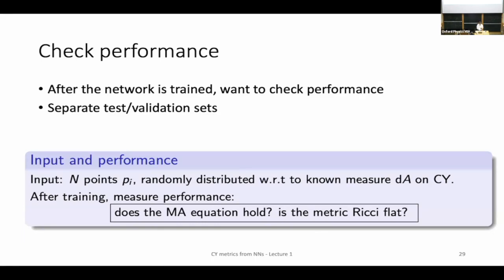So our inputs then are that we train it with these points on the Calabi-Yau, and we want to measure the performance. The performance in our case is this Ricci-flat metric. So we want to check if the Monge-Ampère equation holds and if the metric is Ricci-flat.